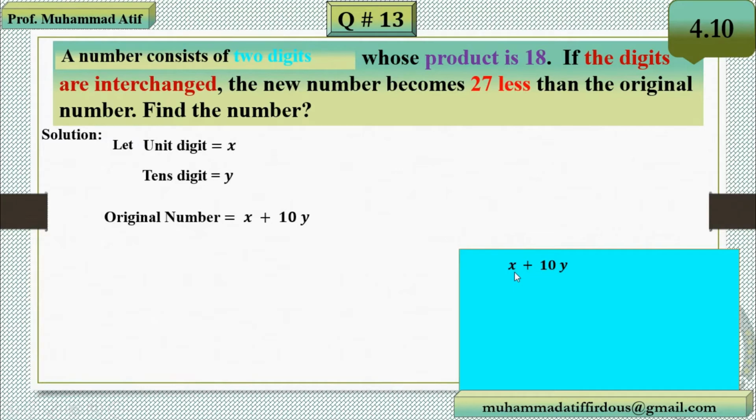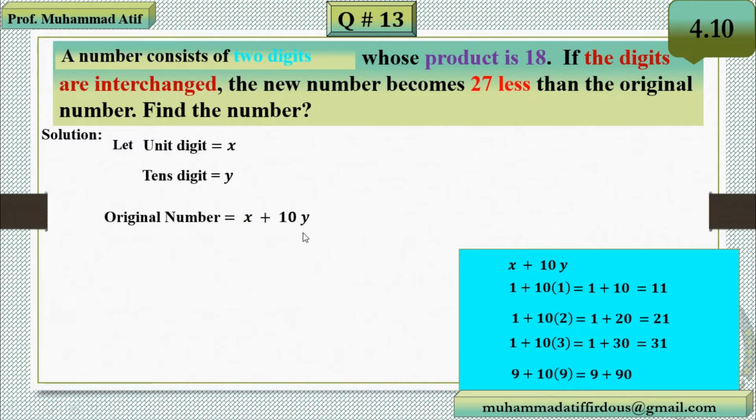Just replace the values of x and y, and from 1 to 9 you can put any value. For example, if I put x equal to 1 and y equal to 1, then what will be your answer? 1 plus 10 is equal to 11. So it's a two digit number. So you can replace x and y with any number between 1 and 9. For example, if we put x equal to 1 and y equal to 2, you have the two digit number 21. So a number consists of two digits, and you have to find these two digits. So we suppose these two digits must be in this form, x plus 10y.